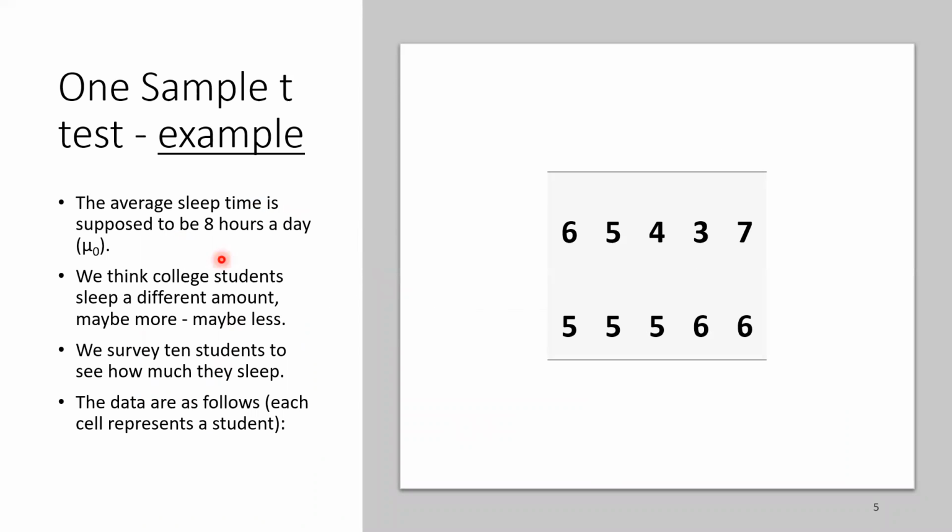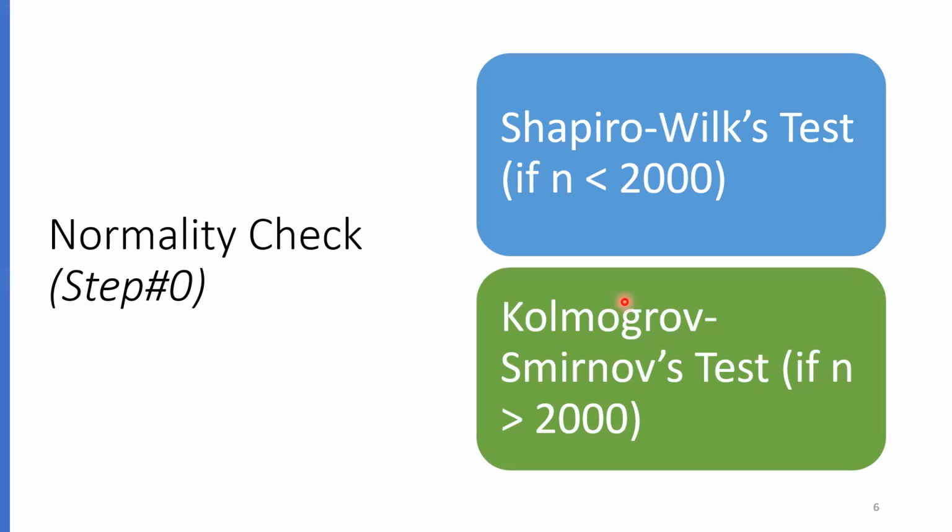We had the example of the sleeping time, where the average sleeping time equal to 8 hours was our hypothesis, and the data values of the 10 students were here. We have to first check whether this data follows a normal distribution or not. If it does, we will apply the t-test. For checking the normality, we have two tests: the Shapiro-Wilk test and the Kolmogorov-Smirnov test. For small sample size, it is recommended to use the Shapiro-Wilk test, which we have in our scenario.